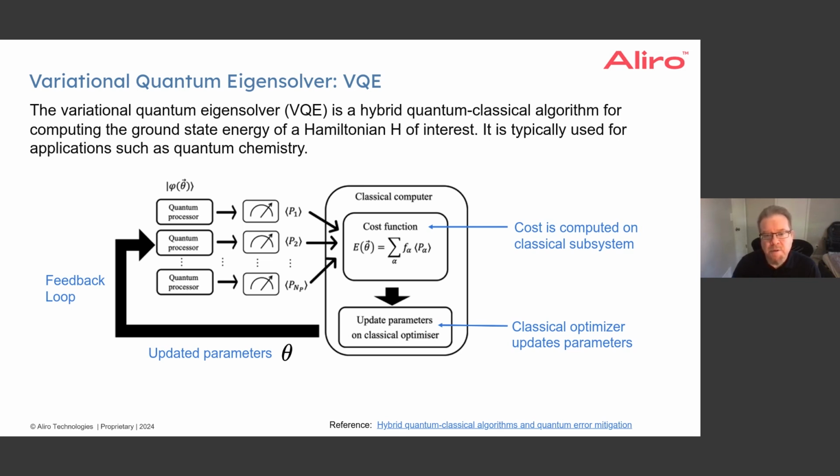And our classical optimizer then takes the results of these measurements and determines how well this sampling matched our cost optimization criteria. And then the classical optimizer updates the parameters, and these are fed back in a feedback loop. So we have a new set of parameters that are then executed on the quantum processor. And then we have this continuous loop of optimization involving the quantum subsystem and the classical subsystem.